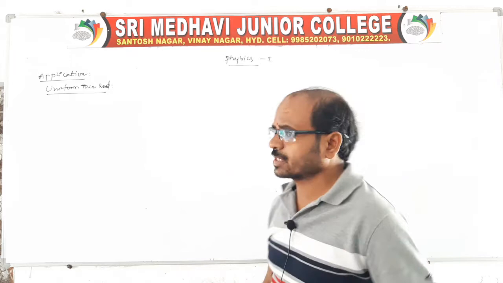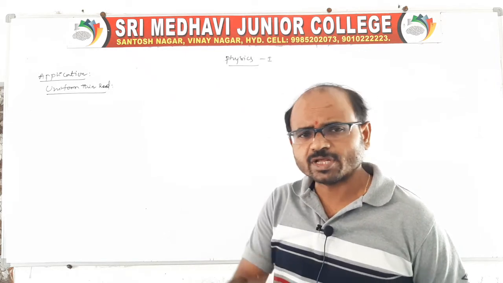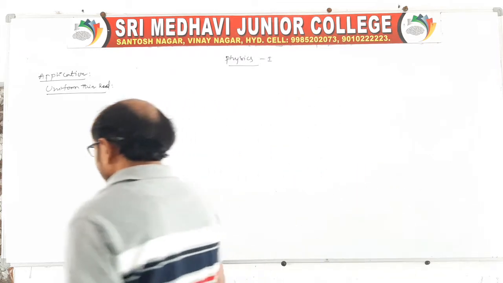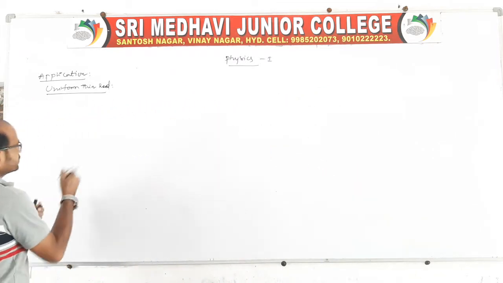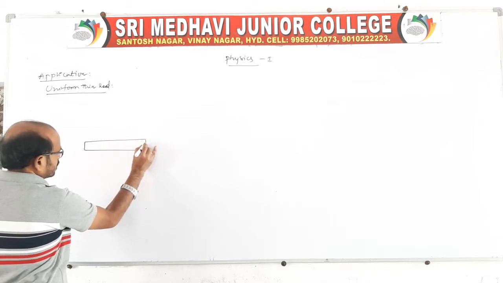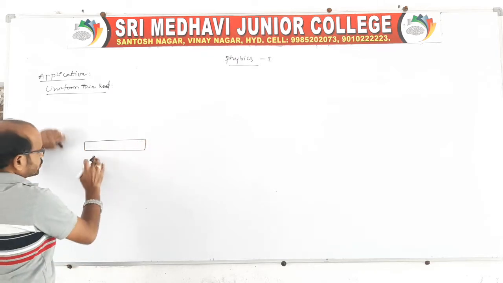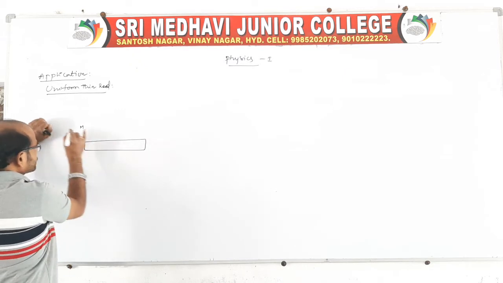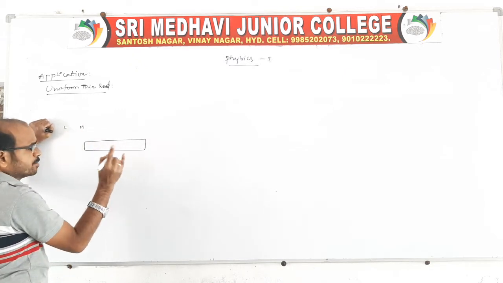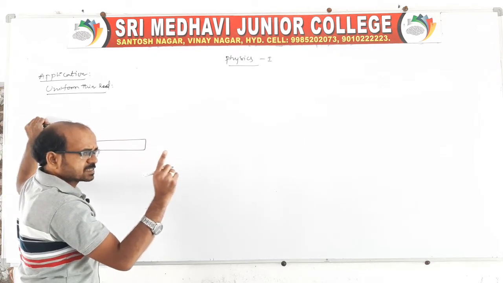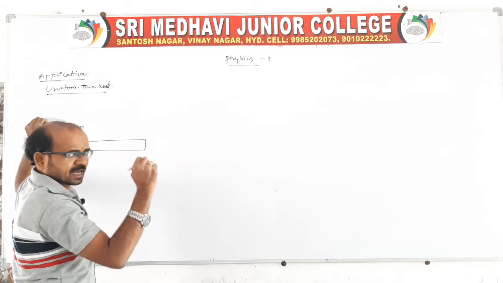The first application is about a uniform thin rod. You take one thin rod of mass capital M and length capital L. Concentrate, because I will tell you the derivation only once. So the total mass of the uniform thin rod is M and the total length is L. Now, moment of inertia depends on mass, shape, size, temperature and the axis.